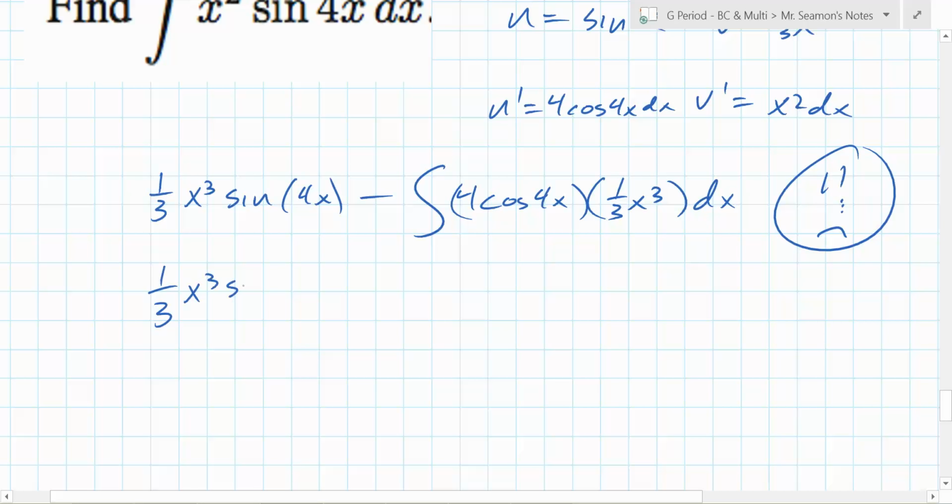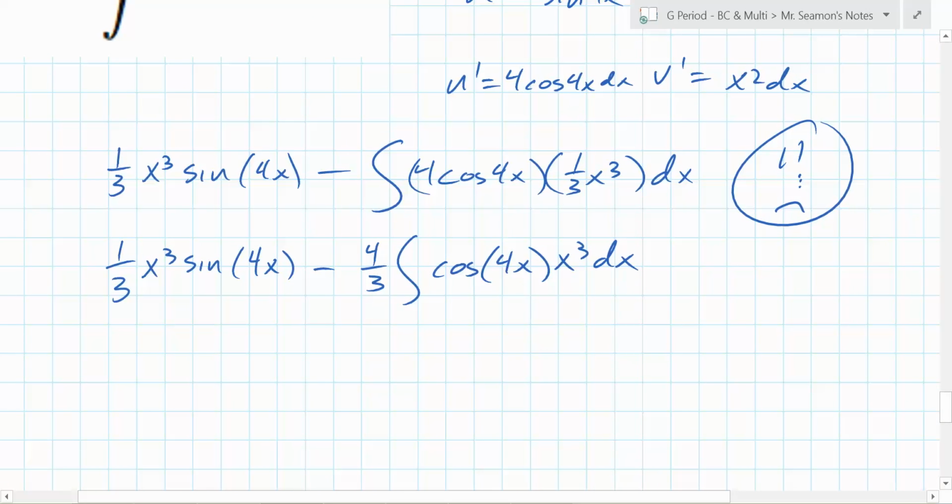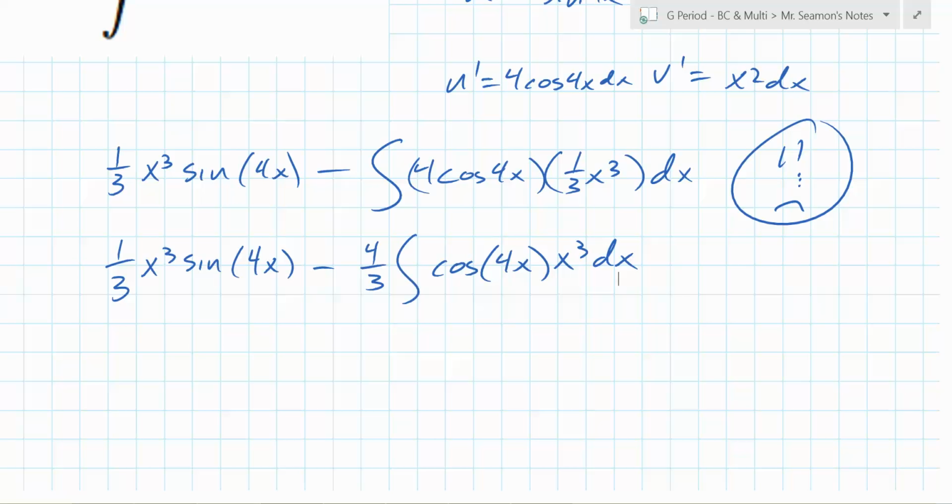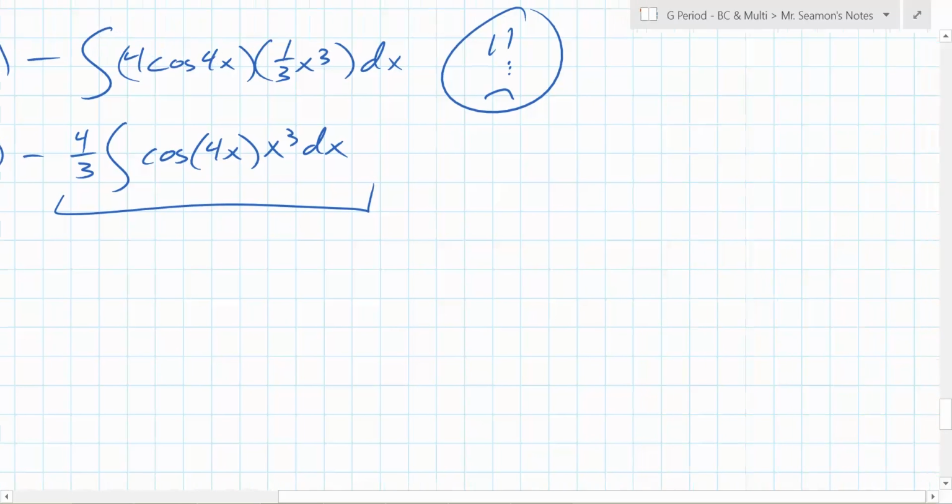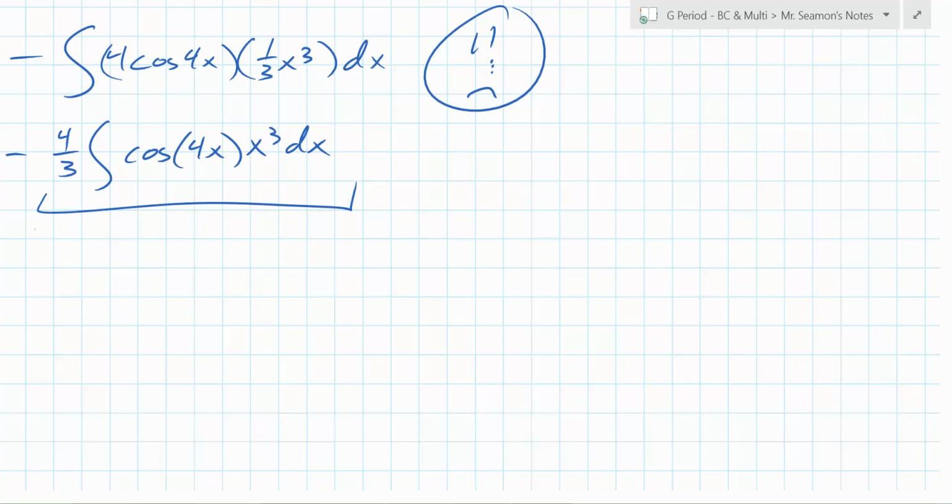What do we have here? 1/3 x cubed sine of 4x minus what? Thirds cosine of what? Cube dx. And at this point, you're still kind of sad because it seems like you haven't gone anywhere, right? Well, I have an inkling about something. If I just gave you this one to begin with, you might try using what method on that one right there? You might try integration by parts, right?